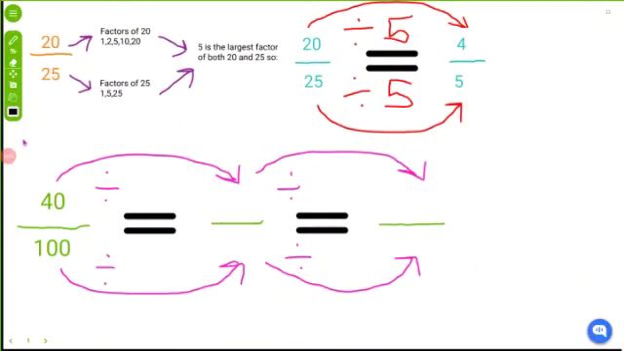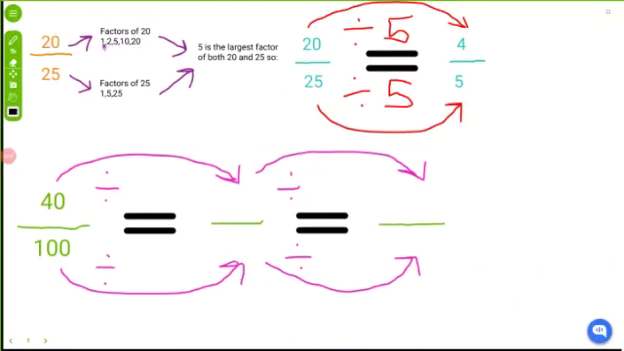So, today we are learning to simplify fractions. As we can see here, we have a fraction which is 20 over 25. Okay, so how we need to simplify this is we need to find the factors of 20. As you can see here, these are the factors of 20.